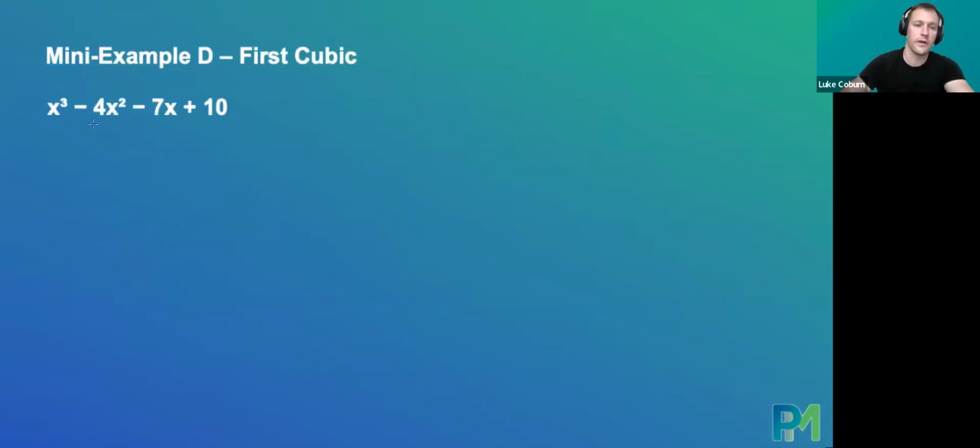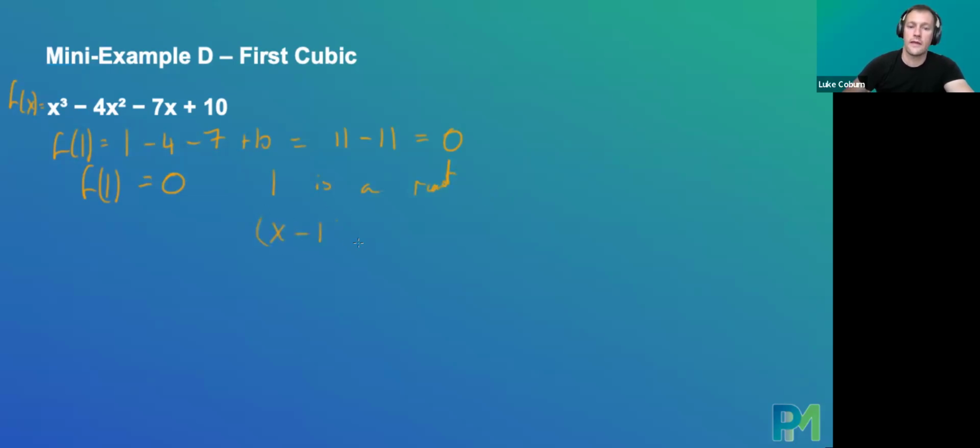So let's have a look at this example here. So we can call it f of x. If it helps us a little bit, we'll try f of 1. So we just sub in a 1 minus 4 minus 7 plus 10. Brilliant. We actually found it the first time. The 1 plus the 10 is 11, and the minus 4 and the minus 7 together give us a minus 11. So we have f of 1 is equal to 0. So 1 is a root. We'll be talking about roots next week. And that means that x minus 1 is a factor.